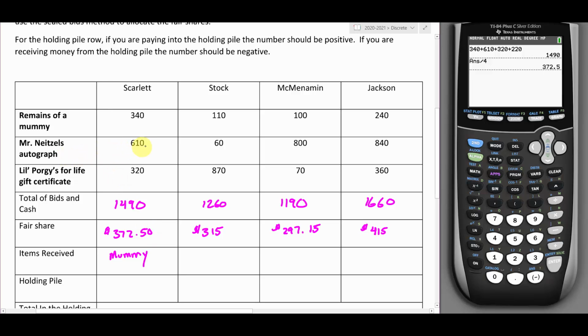Then I'm going to look at Mr. Neitzel's autograph here, and Coach Jackson is a big Chuck Neitzel fan, so he bid $840. He's going to get that autograph. Chuck's autograph, I'm going to abbreviate a little bit there, and then we're going to go to the Little Porgies for Life gift certificate, and I'm looking at the highest bid here. Mr. Stock loves him some Little Porgies, so he's going to get that gift certificate. So he gets the Little Porgies, and McMenamin is not going to get any of the items. That's okay. We'll take care of her later.